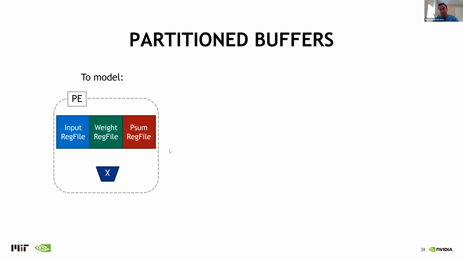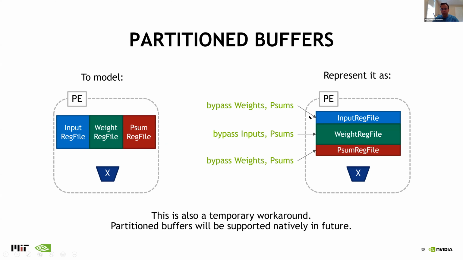And so the way to model that in Timeloop today is to model that as a hierarchy, as a stack, right? You place them in a stack of input register file, weight, and psum in this example, and then you use the bypass directives to make sure that you just keep psums here, just keep weights here, just keep inputs here. And again, this is a temporary workaround. We will support partition buffers, hard partition buffers natively in future. Of course, shared buffers are still supported, right? So if you have a single buffer and you just dynamically share it, you're good to go.